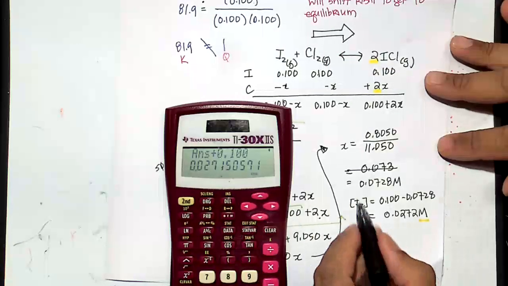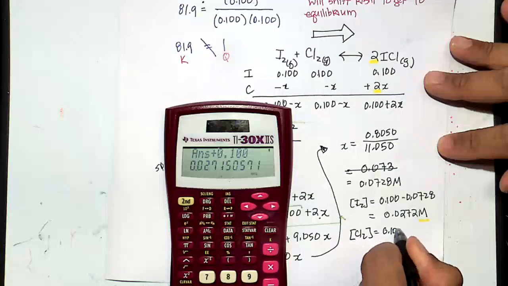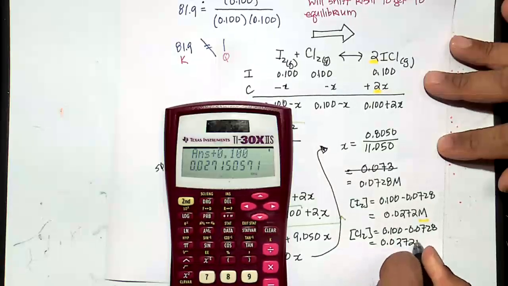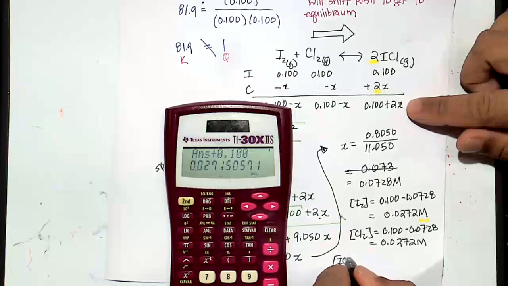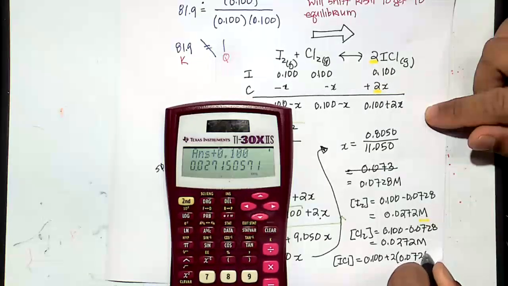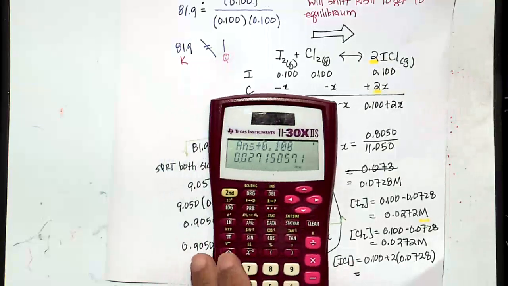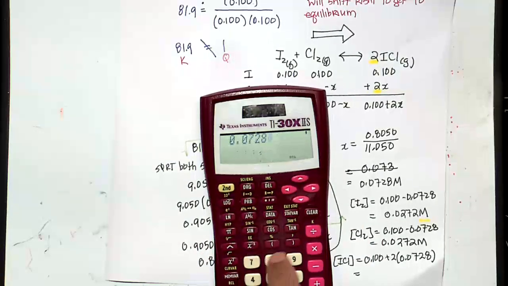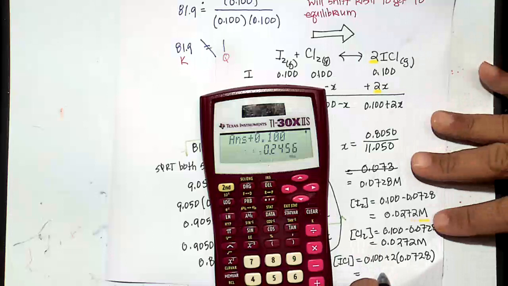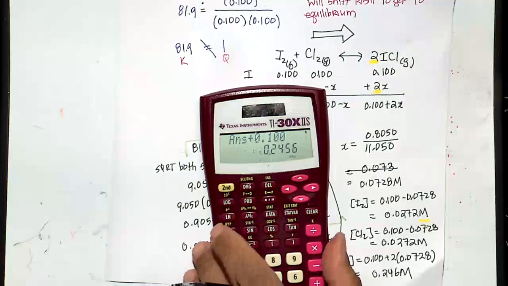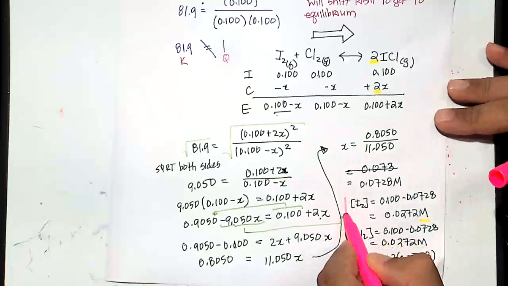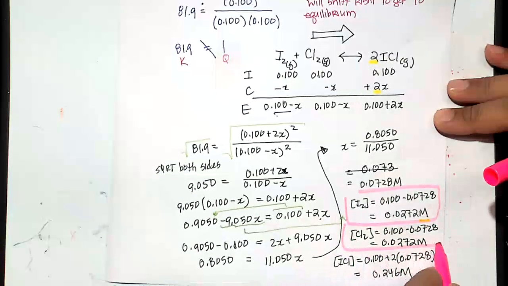What is Cl2? It's 0.100 minus 0.0728, so it's 0.0272 M. And then finally, ICl equals 0.100 plus 2 times 0.0728, which is 0.246 M. So this is our final answer. Something like this on the test.